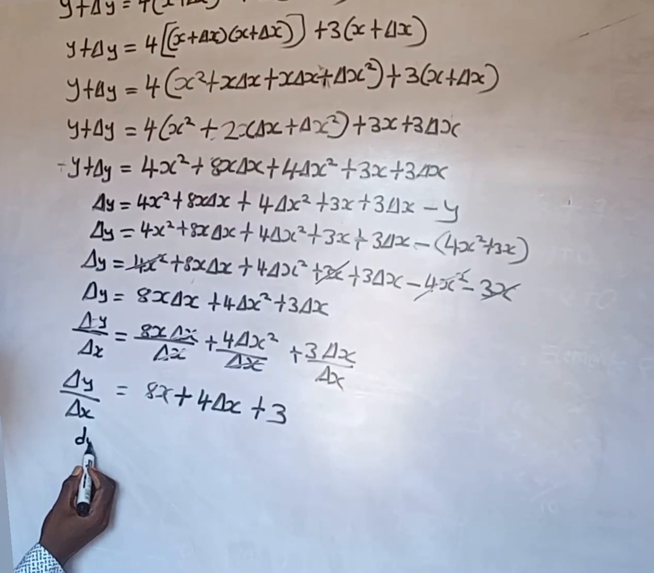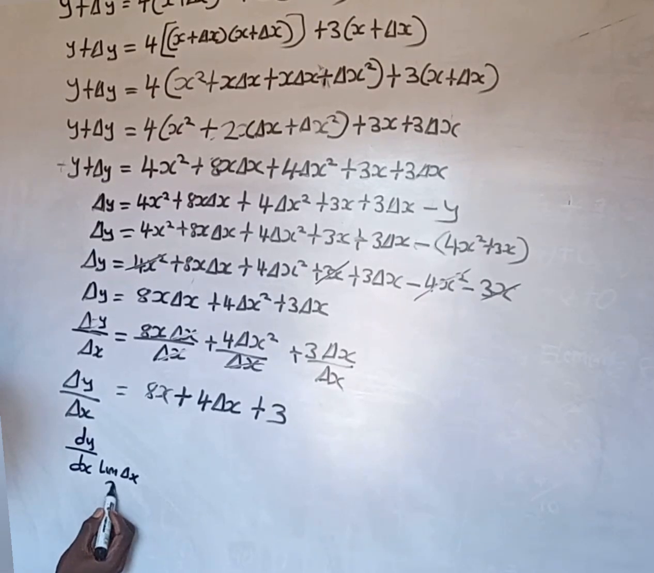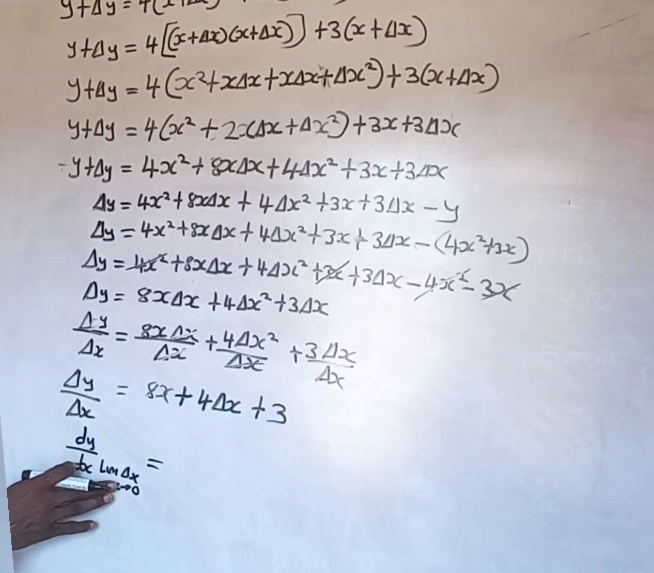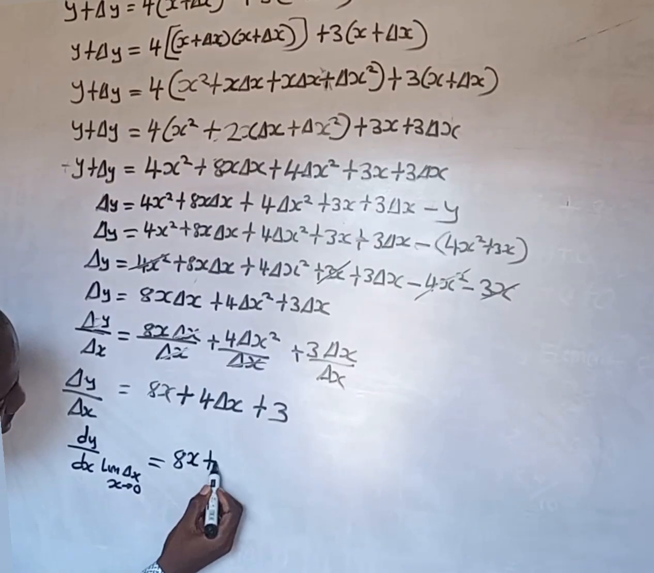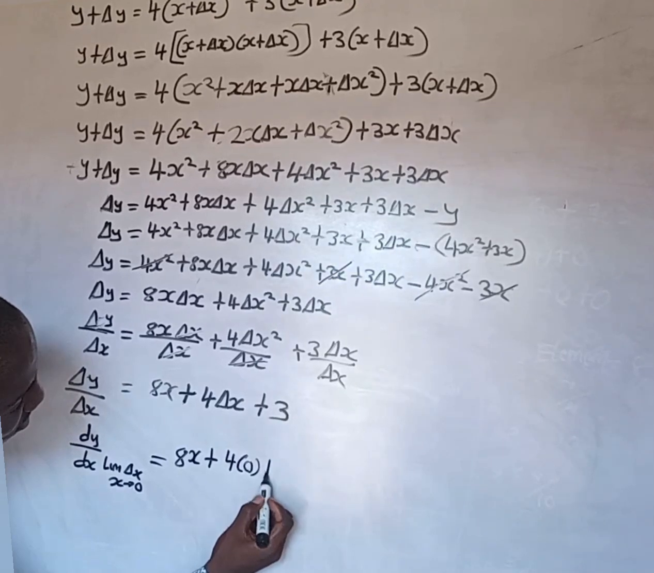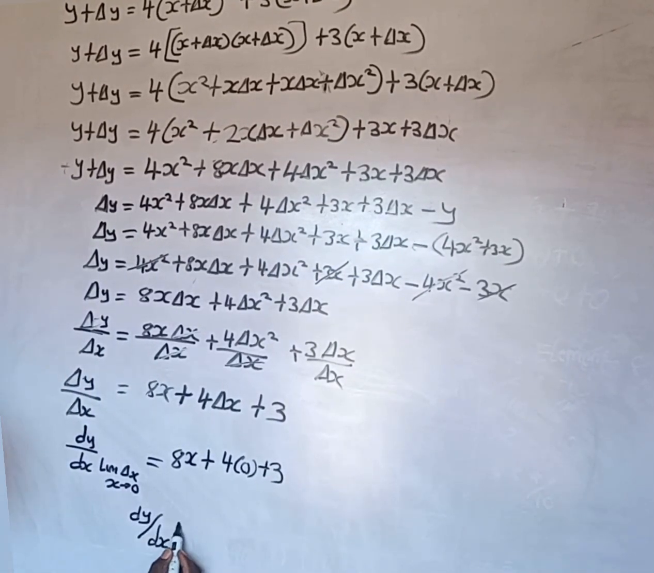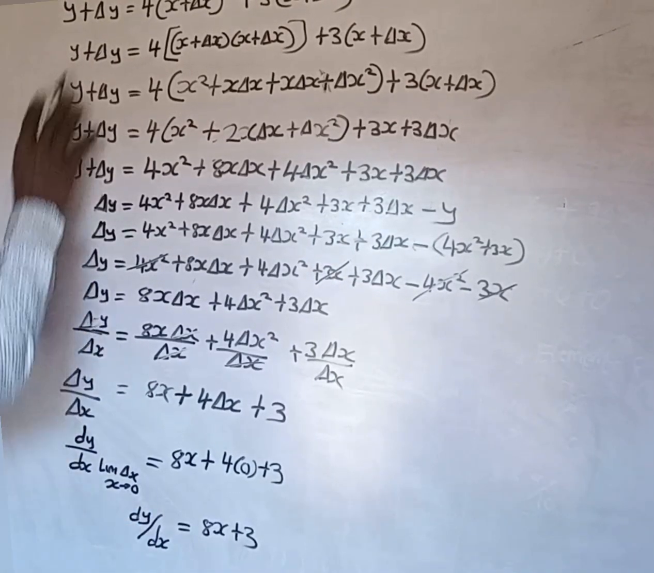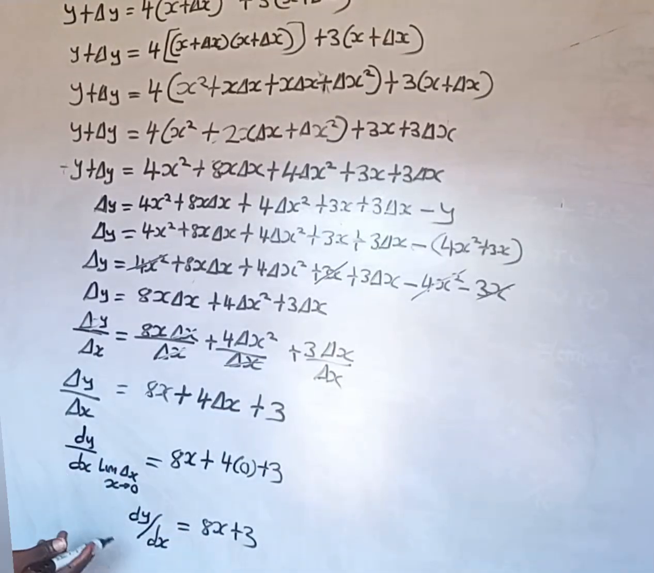For the next step, I'm going to have dy over dx equals the limit as delta x tends to 0. What this means is that anywhere I see delta x, I'm going to be substituting 0. So I'm going to have 8x plus 4 into bracket 0 plus 3. So I'm going to have dy over dx is equal to 8x plus 3. Therefore, the derivative of y equals 4x squared plus 3x is 8x plus 3 using the first principle.